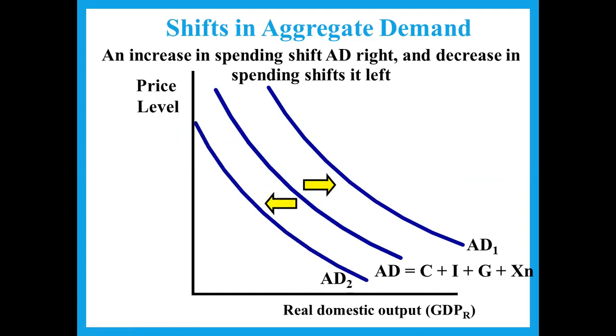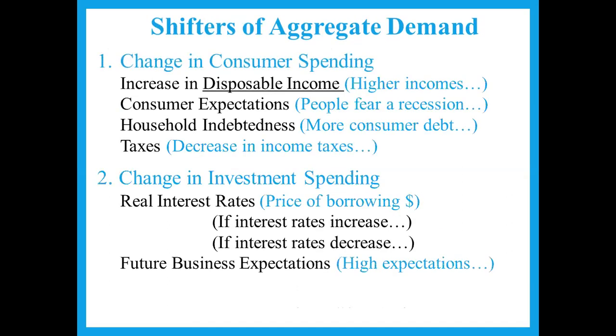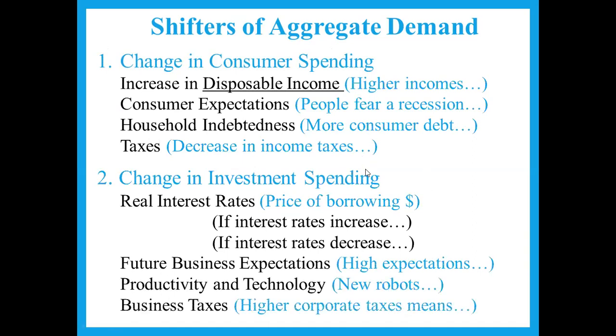So aggregate demand is pretty simple. It's the 4 components of GDP added together, they form a demand curve. If any one of those components changes, that's going to shift the aggregate demand curve. So hopefully that's pretty straightforward for you. As I just talked about, we have the 4 components of GDP: consumer spending, investment spending. All these different things can change those.